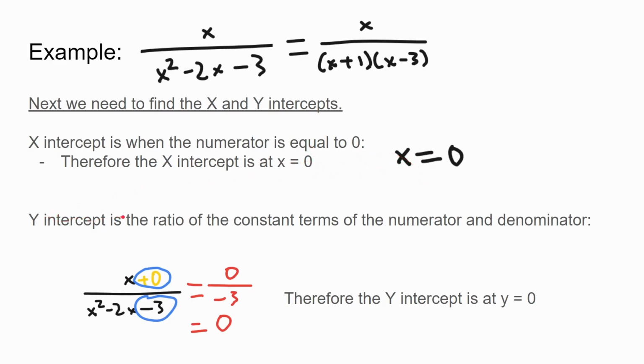Now, the y-intercept is the ratio of the constant terms of the numerator and denominator. So in this case, we can just add a plus 0 to the end since it doesn't actually change the numerator. So if we add the plus 0, we'll say the numerator constant term is 0, and the denominator's constant term is -3. So 0 over -3, that just becomes 0. So therefore, the y-intercept is at y equals 0. And you'll notice that since x equals 0 and y equals 0, it passes through the origin. This function passes through the origin.